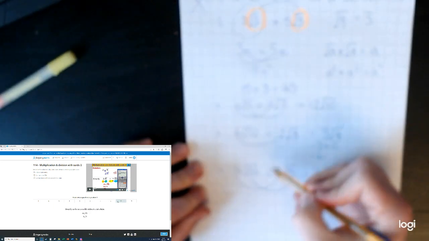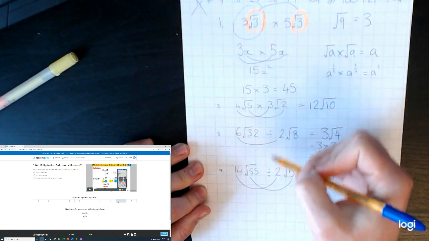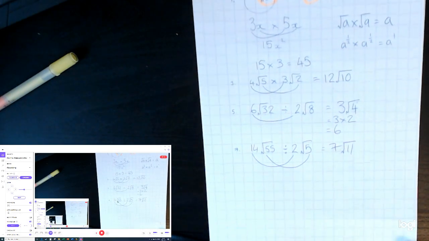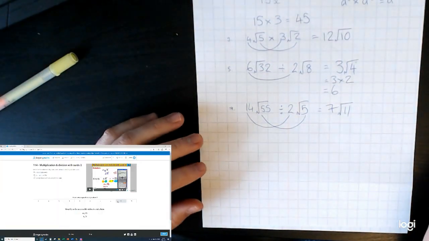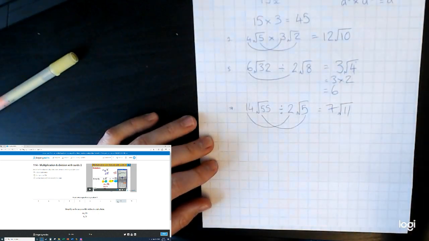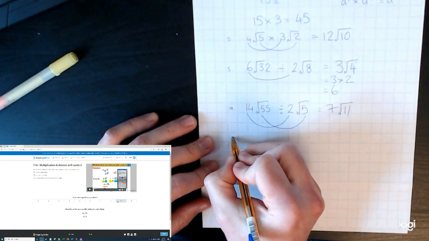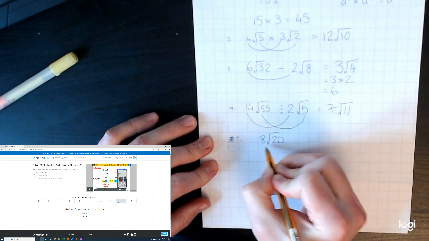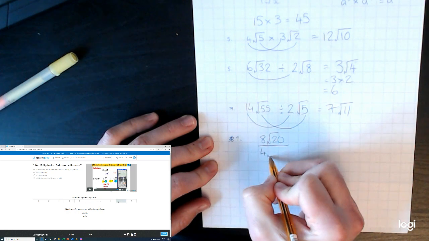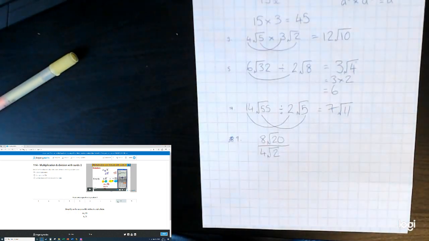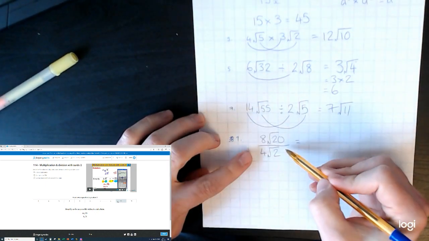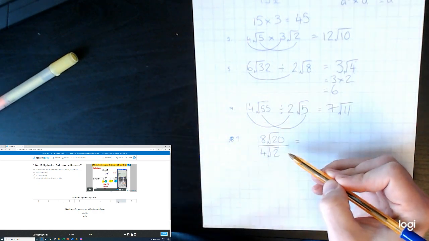You'll notice so far I've been writing the division like that. It's very uncommon that you will get it written like that. Let's just see if I can scroll. I'll have to shift this up a bit. There we go. So you will likely get your divisions written like this. This is question 9 even. So we've got 8 root 20 over 4 root 2. It's a much more mathematical way of writing division to just write it as a fraction. And you are simplifying it the same. It's exactly what we've done here, but it's just written in a more proper mathematical way.